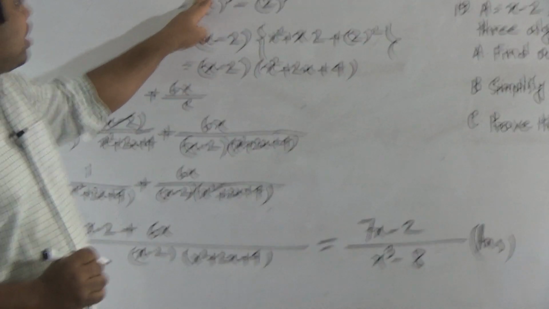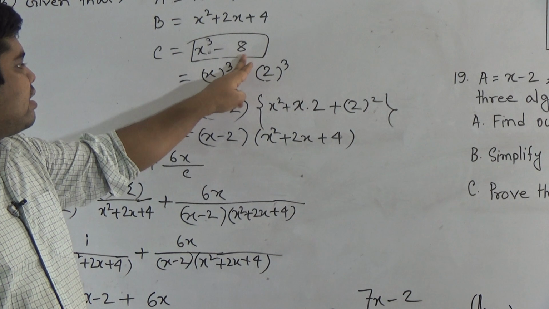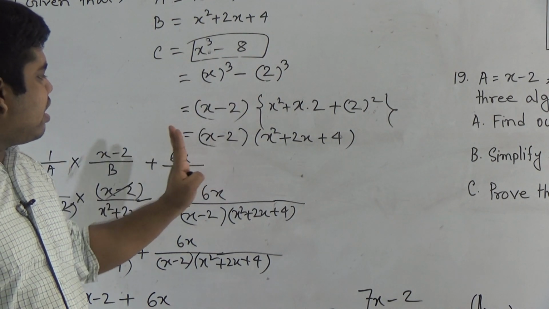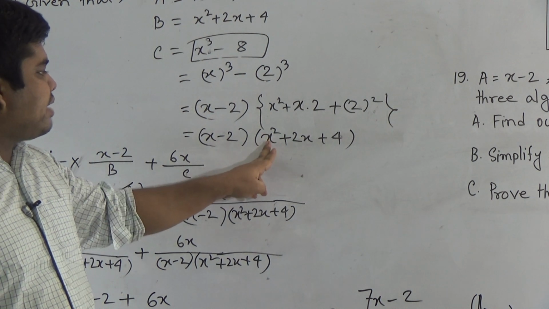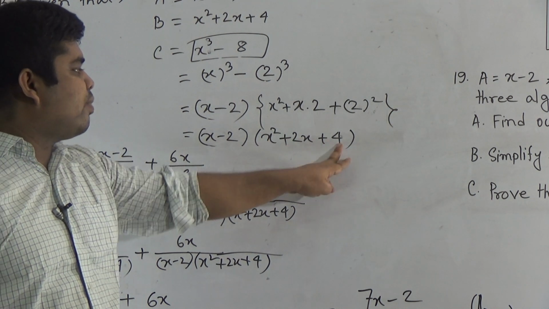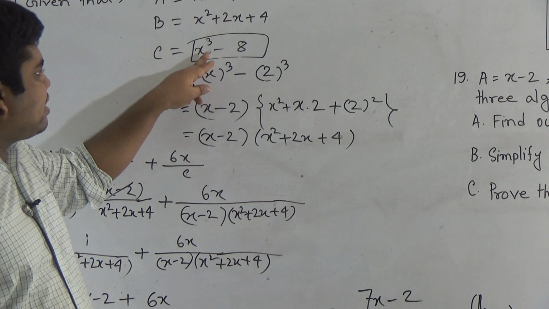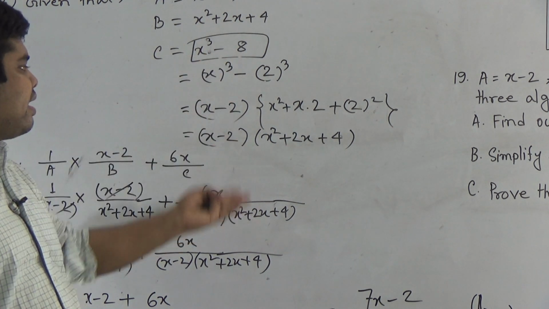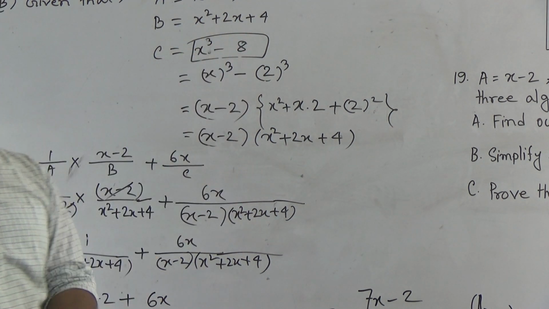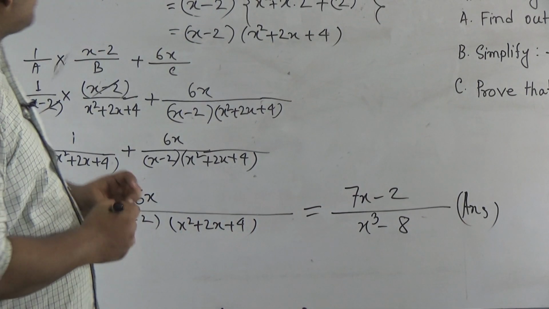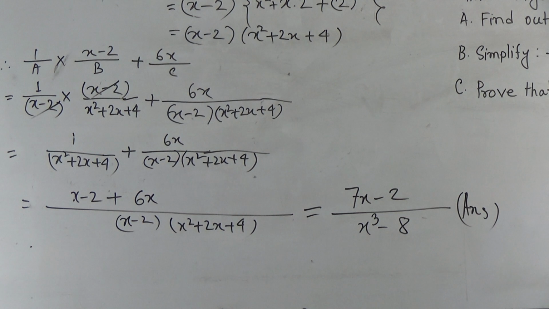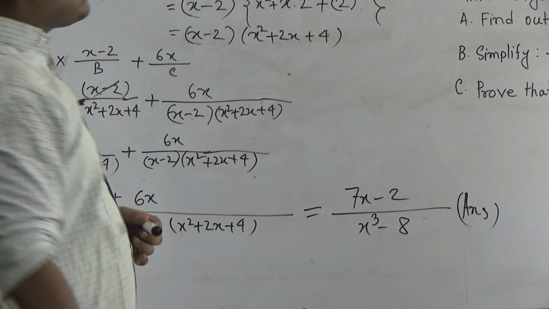We use x cube minus 8 and we factorize this expression, and finally we get (x minus 2)(x square plus twice x plus 4). As we can write this from this, then we can write this from this. So that means x cube minus 8. I hope you have understood, and this is question number B. Now we shall solve question number C.